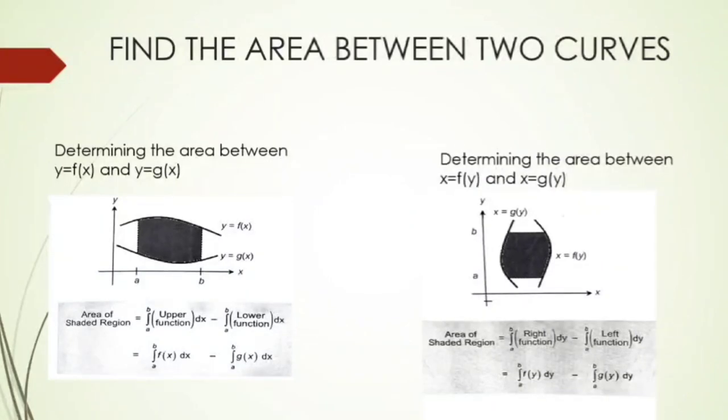Okay, for the next slide, finding the area between two curves, determining the area between y equals f(x) and y equals g(x). First, we want to find the area from a to b. So it is the definite integral from a to b of the upper function dx minus the definite integral from a to b of the lower function dx. We have to subtract them, so we will get the answer. For the right one, from a to b but on the y-axis, it is the same. The definite integral from a to b of the right function dy, minus the definite integral from a to b of the left function dy. So we will also get the answer.